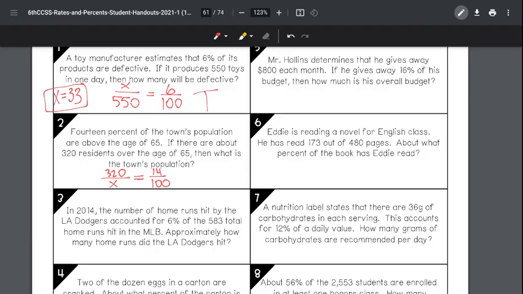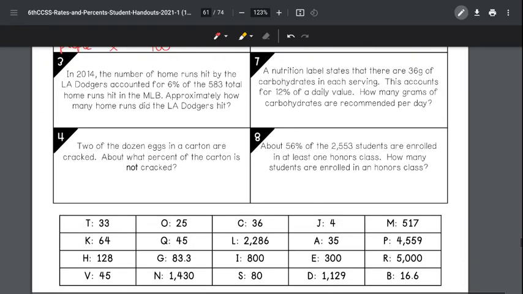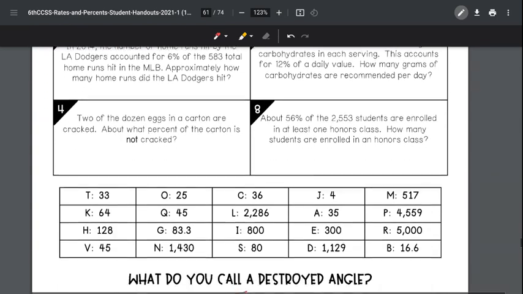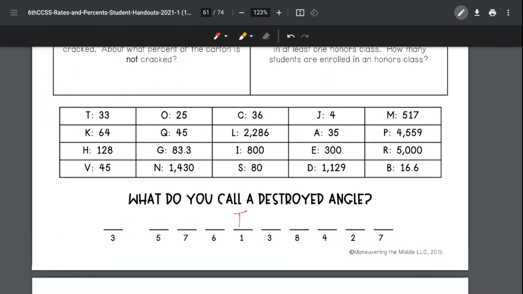We end up getting 2,285.714286. So we're going to round up and say the population is about 2,286 people, which goes with letter L. So anytime you see the number 2 in your riddle, you have to put the letter L, sorry.